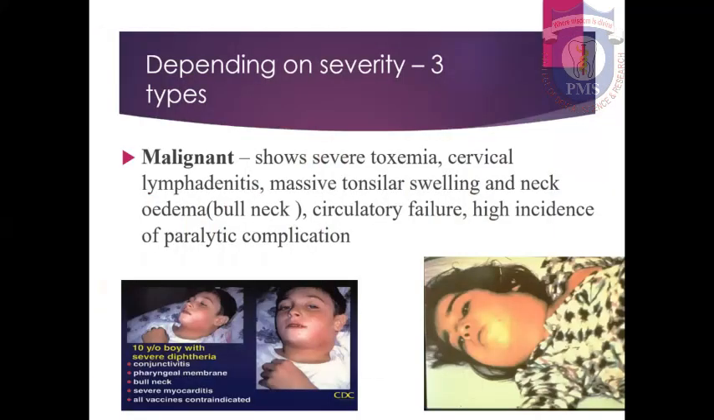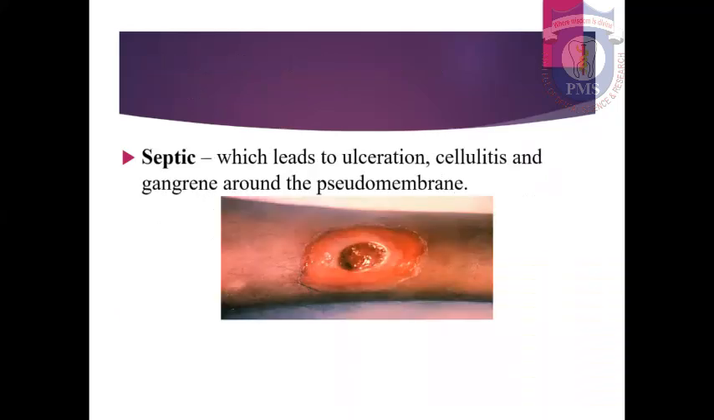Depending on the severity, there are three types of diphtheria. First one is malignant, that shows severe toxemia, cervical lymphadenitis, massive tonsillar swelling, and neck edema. That is bull neck appearance, circulatory failure, high incidence of paralytic complications. So this is what we see in this picture.